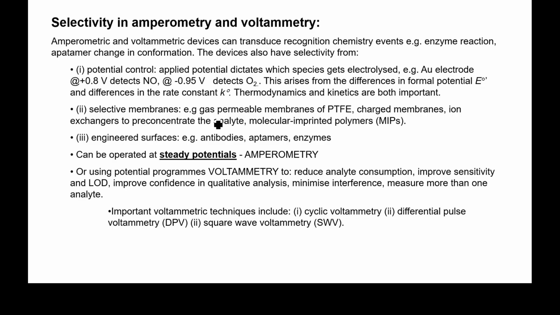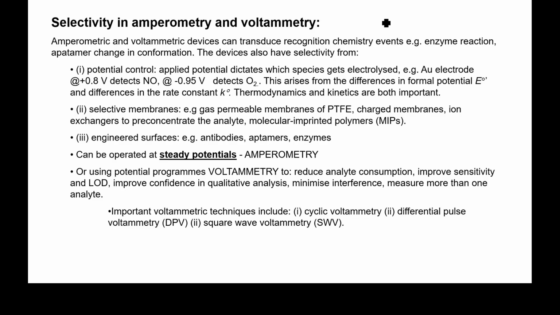We can have selective membranes, make them gas permeable, for example, or we can have molecular imprinted polymers to do this, or we can engineer the surface in a more sophisticated molecular recognition using antibodies, aptamers, or enzymes. And then finally, we can operate these at steady potentials to do amperometry and coulometry, or we can apply potential programs which reduce the analyte consumption to make sure our sensor is not eating any more of the analyte than the tissue, which is always a good thing. So we're not competing or perturbing our biology.